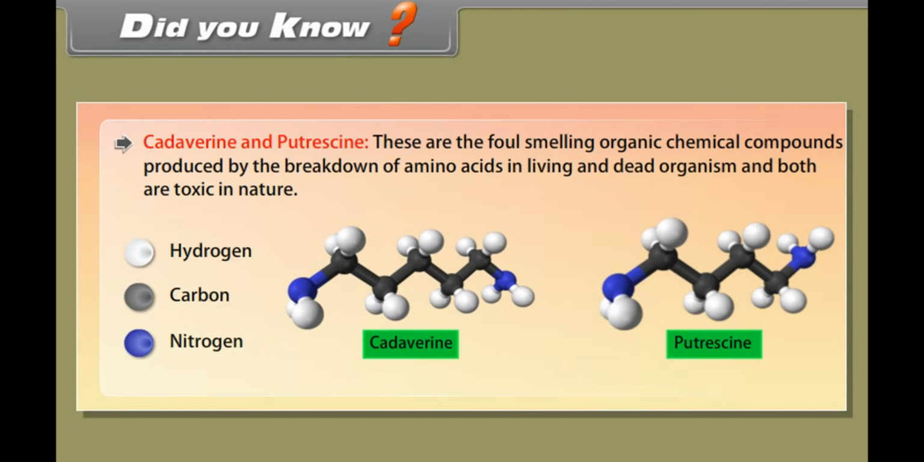Did you know? Cadaverine and putrescine are foul-smelling organic chemical compounds produced by the breakdown of amino acids in living and dead organisms, and both are toxic in nature.